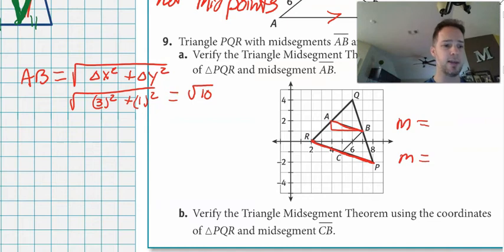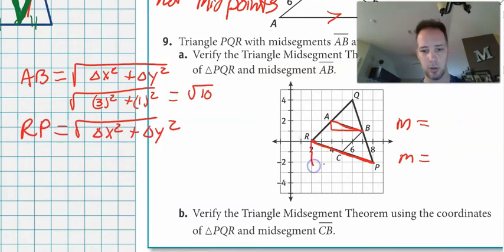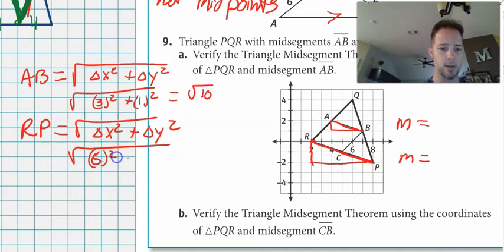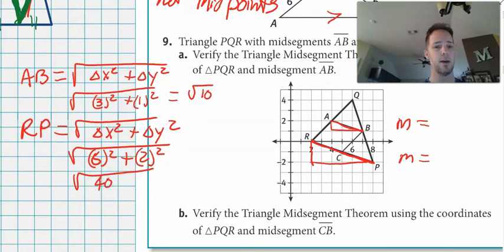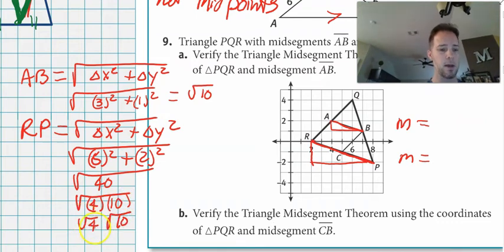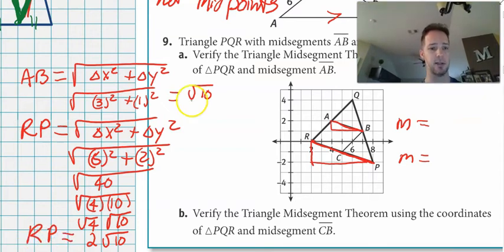Okay, so for RP, I can do the same thing. So for RP, you have 2 and 1, 2, 3, 4, 5, 6. So change in x was 6. And change in y was 2. So looks to me like we get 36 plus 4. So 36 plus 4 is 40. And I could simplify this. I do know that if I wrote this as square root of 4 times square root of 10, square root of 4 is 2, so I get 2 times square root of 10, which is exactly twice as much as what I got before. So RP equals 2 root 10, or twice as much as what I got for AB. So, okay, definitely twice the length.